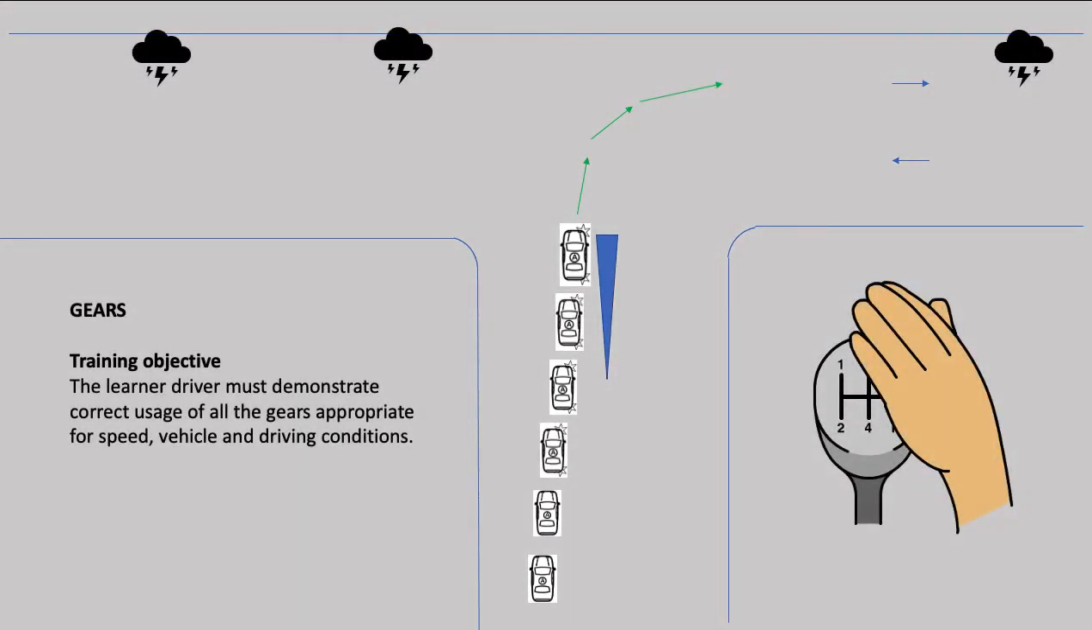Gears. The learner driver must demonstrate the correct usage of all the gears appropriate for speed, vehicle and driving condition. So again, what we're looking at here is promoting the system of vehicle control and putting it into practice on the approach to the T and taking that smooth, controlled, safe right turn. And I've just put a couple of icons there when it talks about the driving conditions. If it's wet, a driver would need to gear down, slow down, and take a little bit more time to make sure that things were safe.